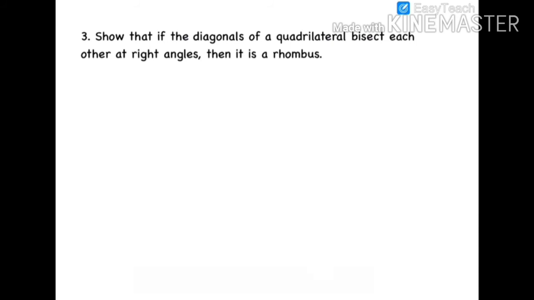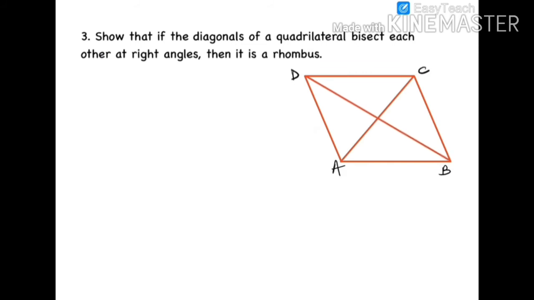Question number 3. Show that if the diagonals of a quadrilateral bisect each other at right angles, then it is a rhombus. So what are we given in this question? We are given a quadrilateral in which the diagonals bisect each other at right angles. Let's draw a figure for this question. So let's say this is the quadrilateral ABCD in which the diagonals intersect at O.